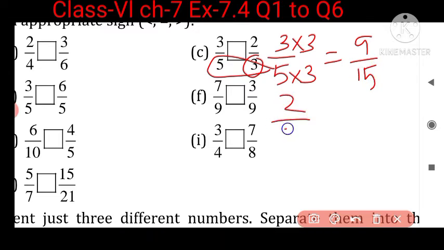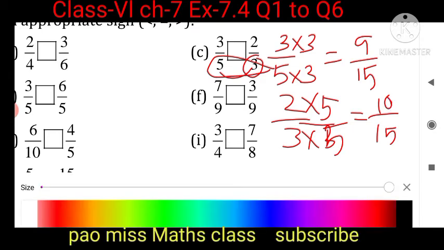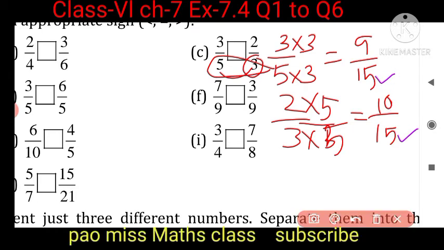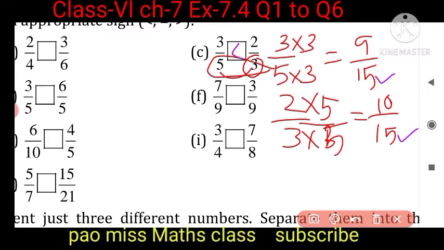Now 2 upon 3. Here you will multiply with 5, and this 5 came from here. So for both, numerator and denominator, you will multiply with 5. Then what we got? 10 upon 15. Now you can see their denominators are same, isn't it? If denominators are same, then the bigger numerator will be the bigger one. 10 is bigger, and 10 is for 2 upon 3. So 2 upon 3 is greater than 3 upon 5. In this way we have to solve if they are unlike terms and their numerators are not same. Now come to question number D.